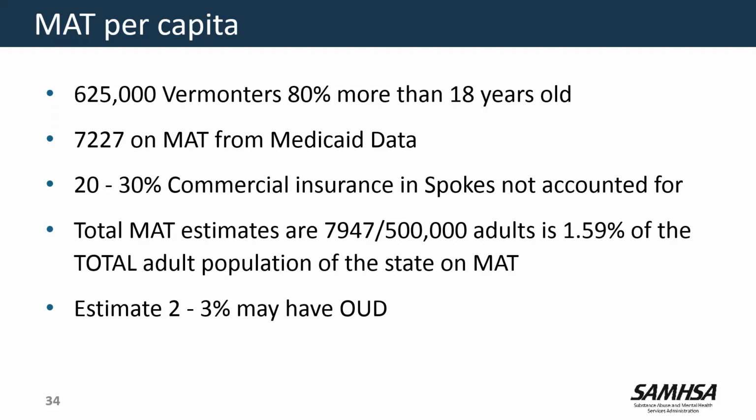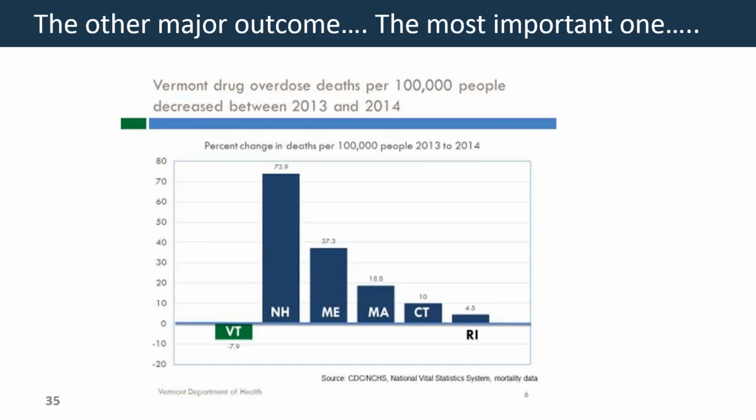And I invite any other state in the country to look at how many adults you have and multiply that times at least 2%. And that will give you an idea of the number of people you probably have to think about treating with opiate use disorder. And most states have nowhere near that capacity. And so building the capacity is a key thing, but you need to know what your numbers are.